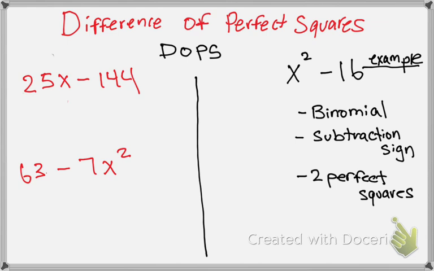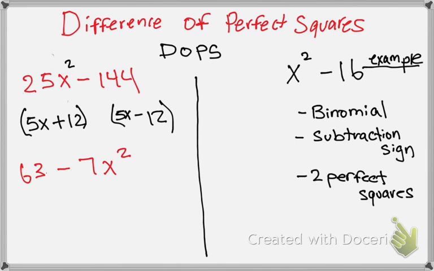Alrighty, so we're gonna open up our sets of parentheses because I notice I have a binomial and a subtraction sign. Both of these are perfect squares, so I can go ahead and just start to factor this one very easily. Oops, this is supposed to be x squared. So 5x and 5x. One positive, one negative, doesn't matter the order. And the square root of 144 is 12. So you take the square root of both terms, positive, negative, boom.